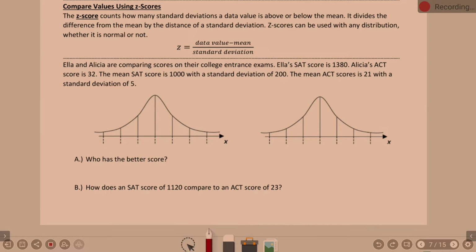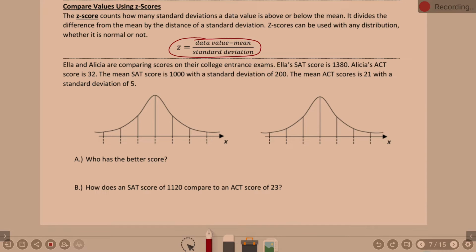But we are starting to talk about z-scores, which we have a formula to find. The data value minus the mean divided by the standard deviation. And the idea here is that it allows us to compare, for example, an SAT score and an ACT score. Trying to compare two different things by looking at their means and standard deviations.